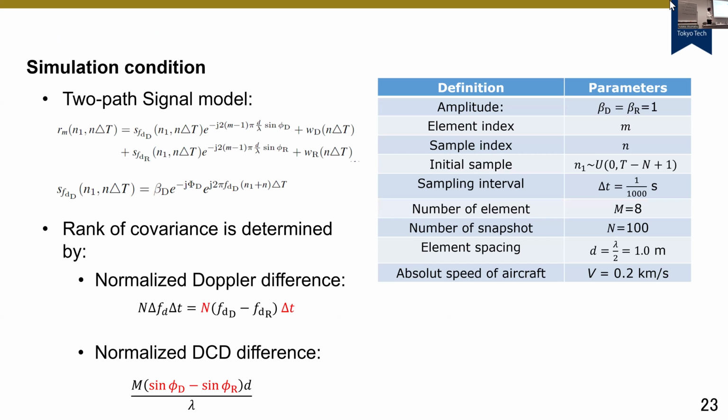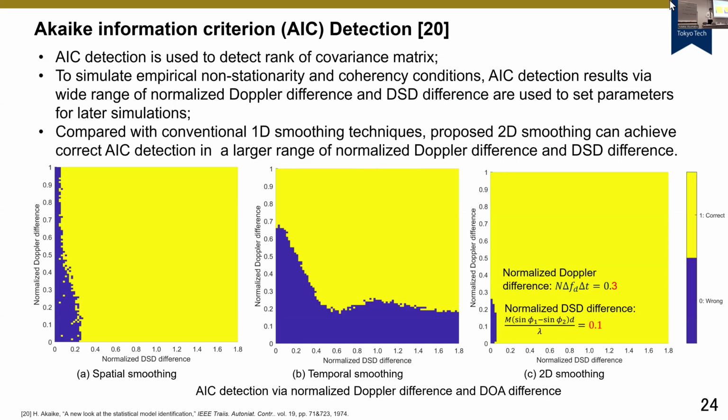And also we set the parameters for the two-path signal model. From the signal model, under the analysis of the covariance matrix, we can find that the rank is determined by these two values. One, we call it the normalized Doppler difference, and another is the normalized DCD difference. So first, we want to create a non-stationary environment. So first, we conduct the spatial smoothing and the temporal smoothing. We found that each conventional smoothing technique suffers from the small normalized DCD difference or the small normalized Doppler difference. And then we conduct the 2D smoothing. We find that this limited area is decreasing sharply. And then we can define this area to simulate the non-stationary environment by setting these two parameters like this.